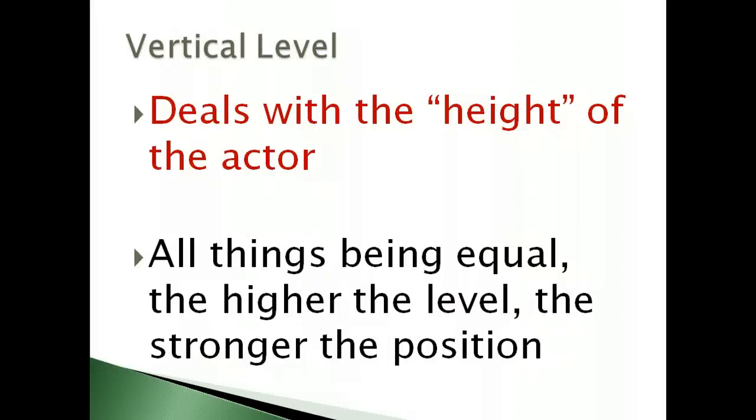The next element of composition is called vertical level, and it refers to the height of the actor. I don't necessarily mean how tall or short an individual actor is, but whether the actor is standing on a part of the stage that is higher or lower than someone else. And again, all things being equal, the higher the level upon which the actor stands, the stronger the position and the more likely to have the focus of the audience.